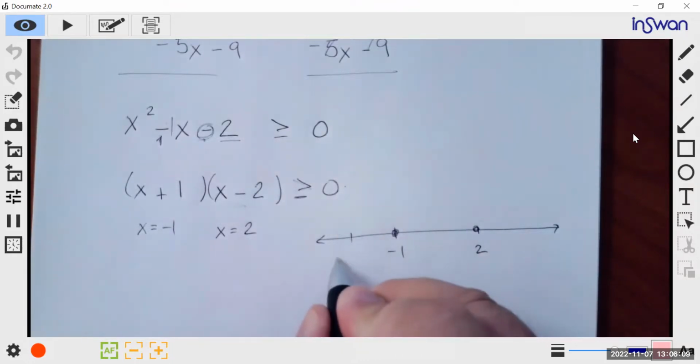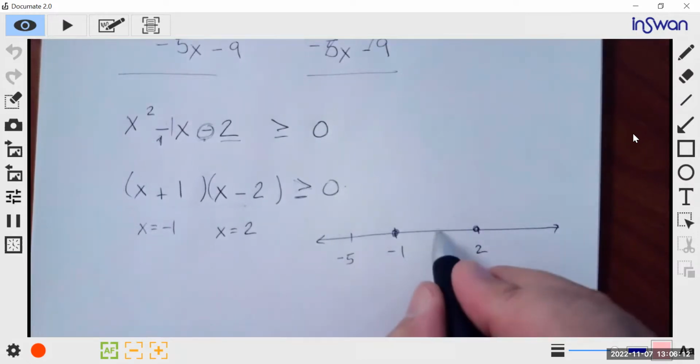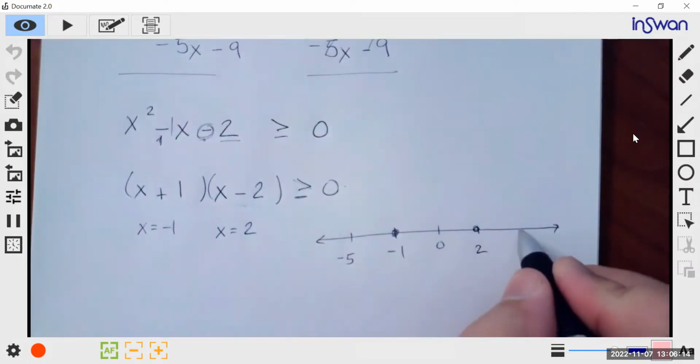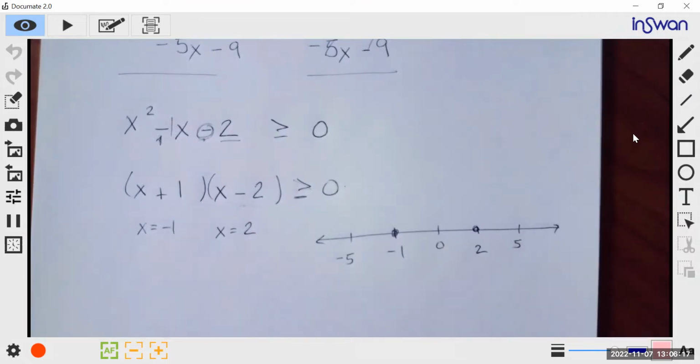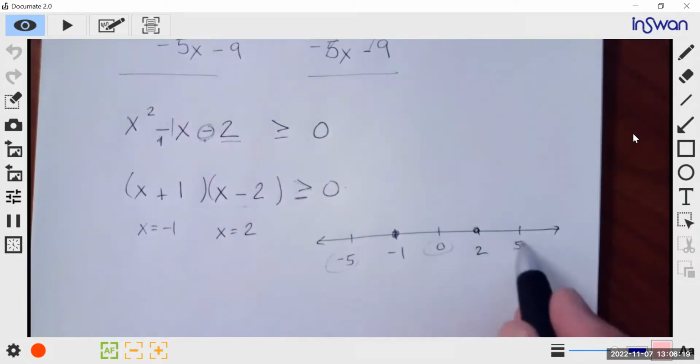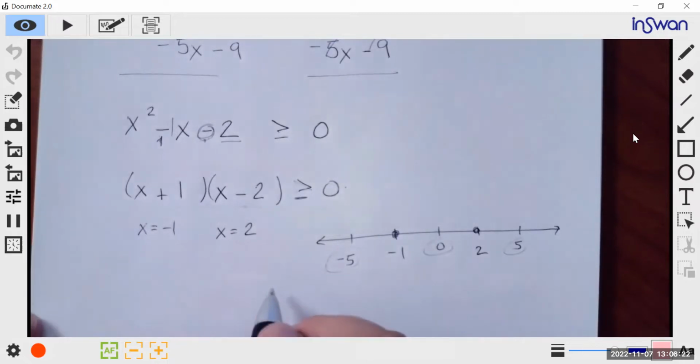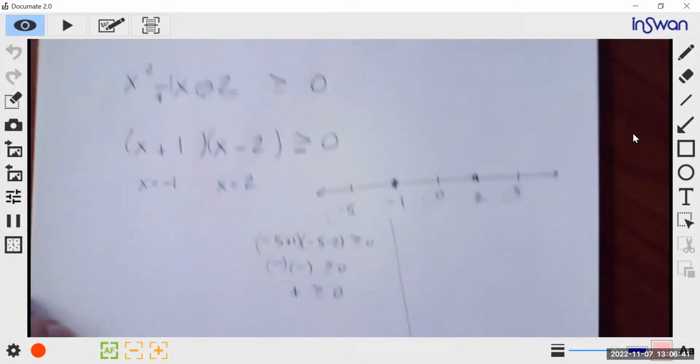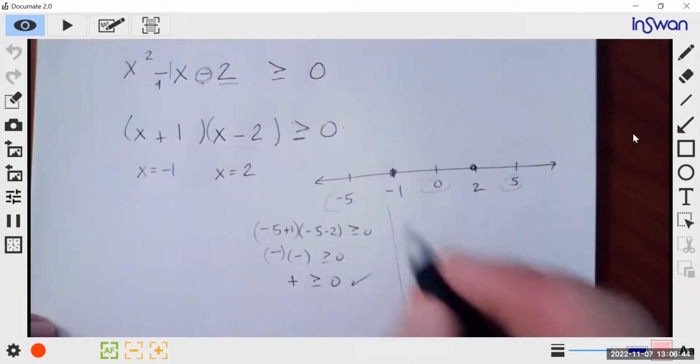So let's plug in some values that are not the critical values. Let's try -5, 0, and 5 in this case again, and plug them in there. So we have -5 plus 1, -5 minus 2. -5 plus 1 is negative, negative, negative. Negative times negative is a positive. Is positive greater than 0? Yes, so that works. So we can use that.